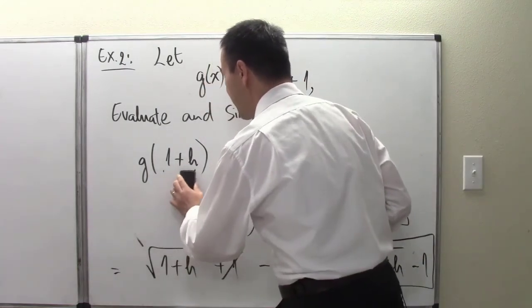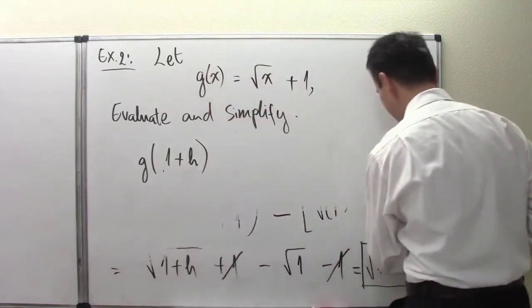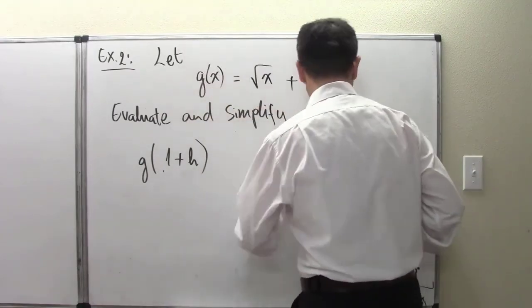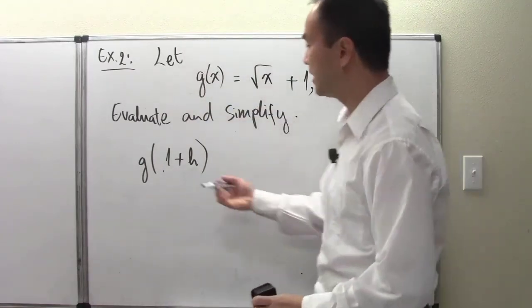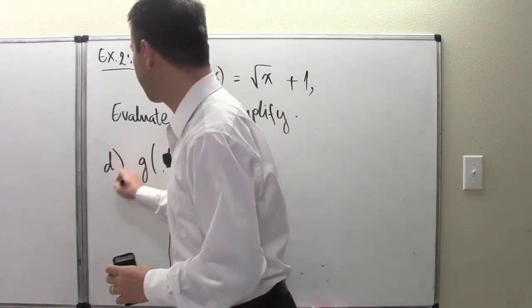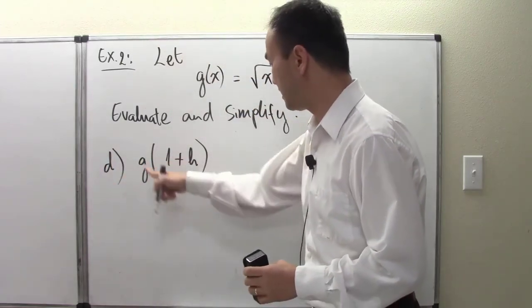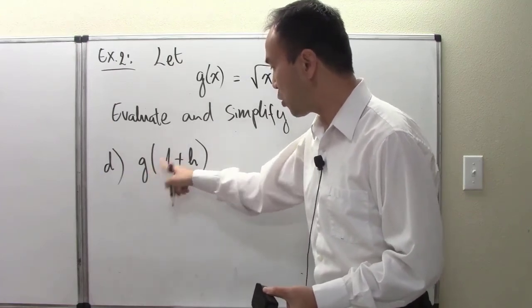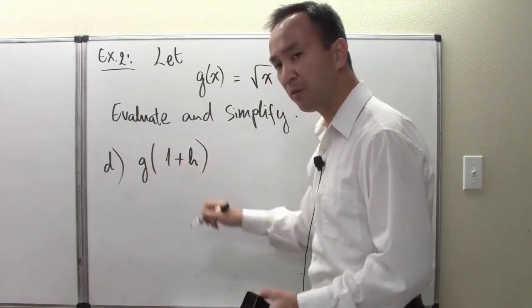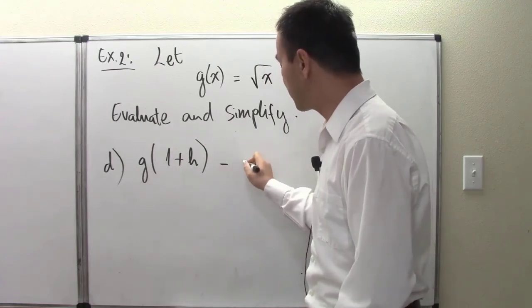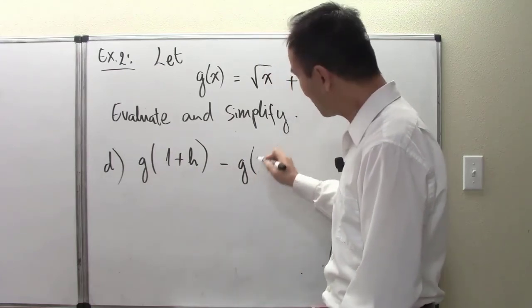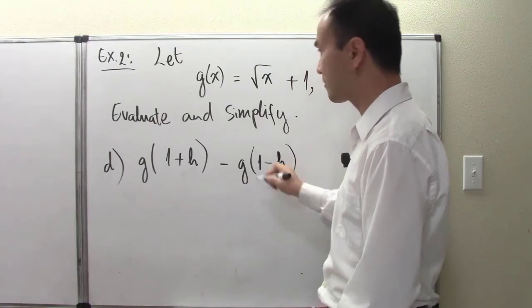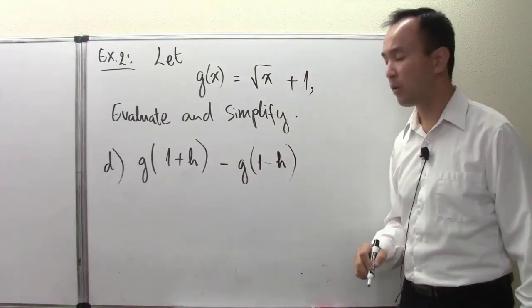So I'm going to retain some information. All right, so here we go. This is now part D of the example. The question in D is asking: find, evaluate, and simplify g of 1 plus h minus g of 1 minus h.